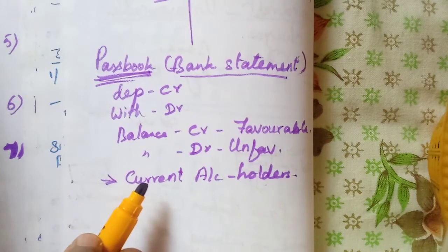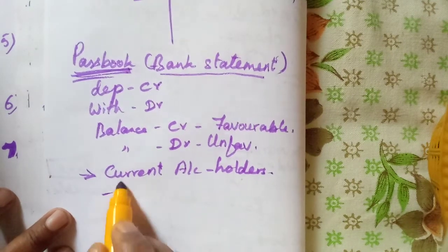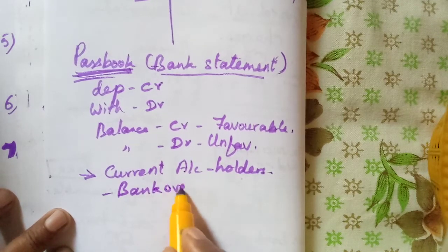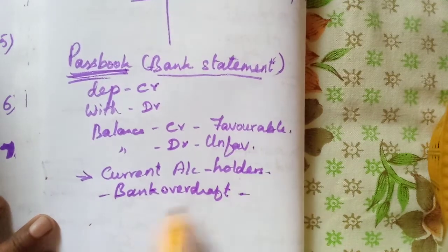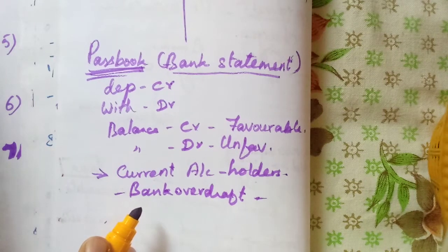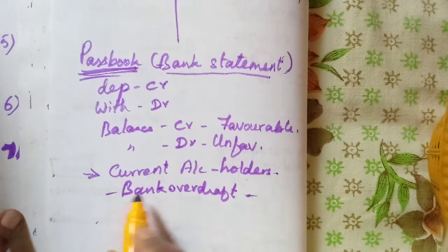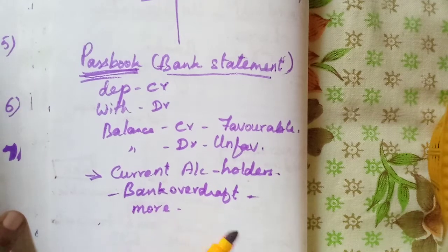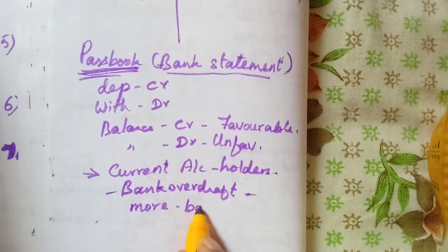Current account holders have a benefit, and that is the bank overdraft facility. What is this bank overdraft? You might or might not have heard of it, but you should understand it. What is an overdraft? We can withdraw more money from the bank than what is available in our balance.